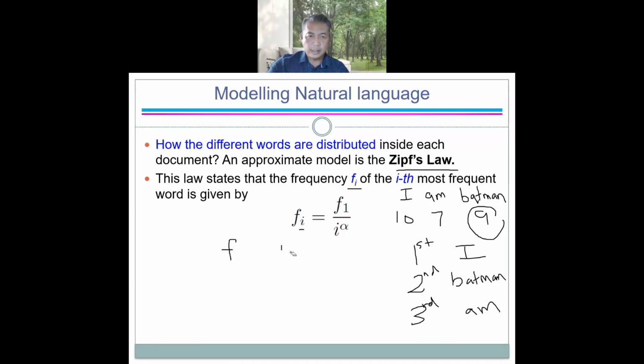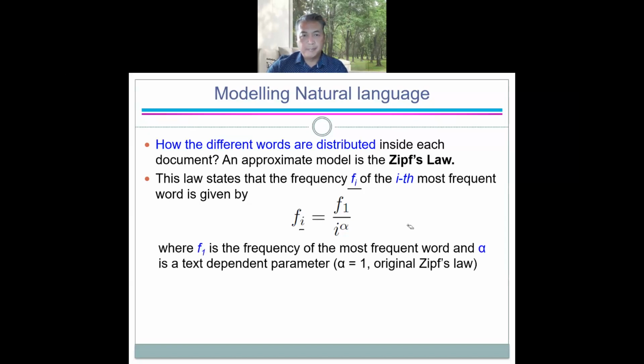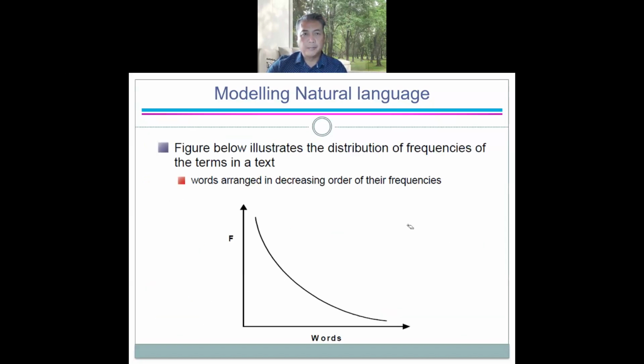But basically, this slide is only describing the formula. The graph is on the next slide. The next slide is this one. Let me show you the graph first. Okay. This is the distribution of the most frequent words that we have.